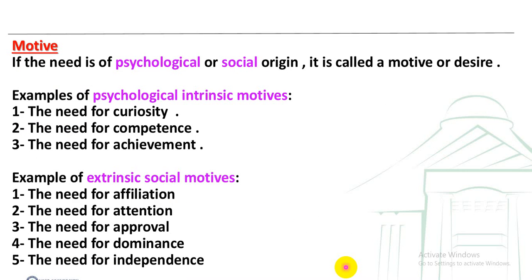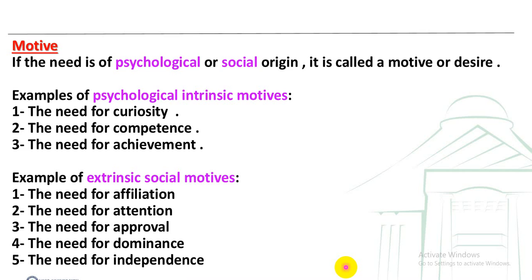We have two kinds of motives. The first one is psychological intrinsic motives, for example the need for curiosity, the need for competence, the need for achievement, because they have a psychological origin or base. The second type is extrinsic social motives, such as the need for affiliation, attention, approval, dominance, and independence. The difference is that others are involved in the social motives, so they are referred to as social or extrinsic motives. So we have two kinds: psychological intrinsic motives and extrinsic social motives.